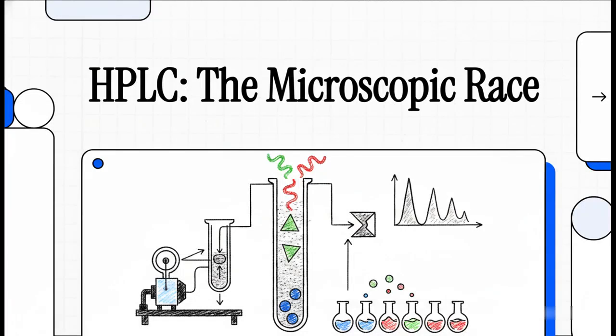Welcome back. Today, we're looking at a piece of technology that essentially runs a high-stakes microscopic race, HPLC, or High Performance Liquid Chromatography. In this explainer, we're going to break down exactly how this machine separates the invisible building blocks of the world around us.